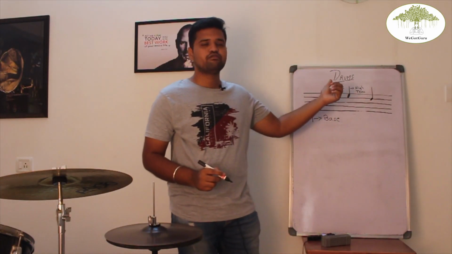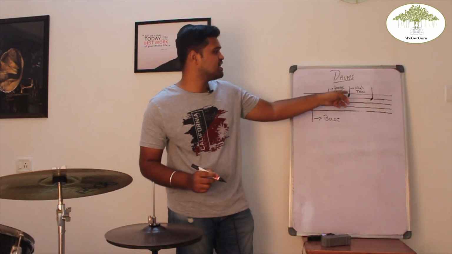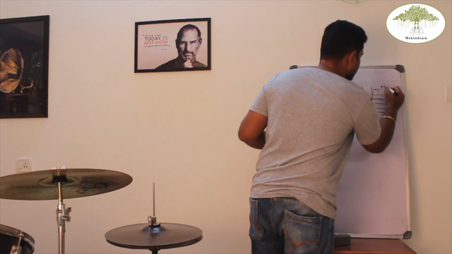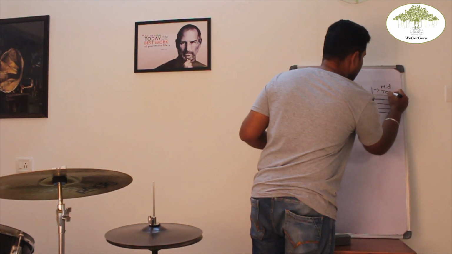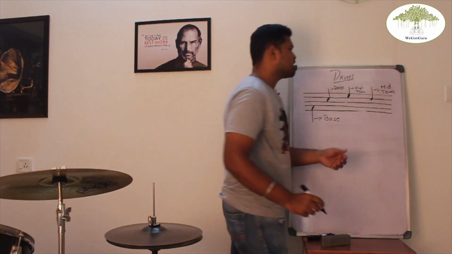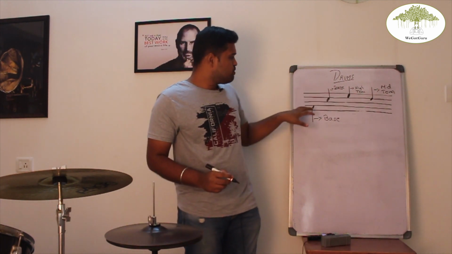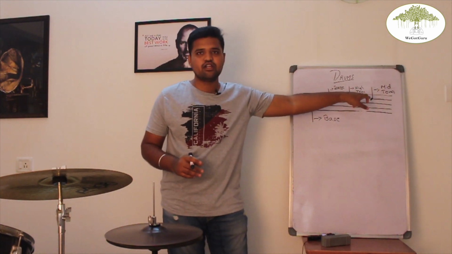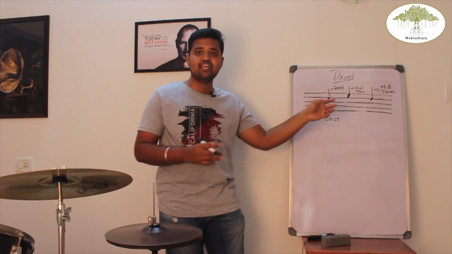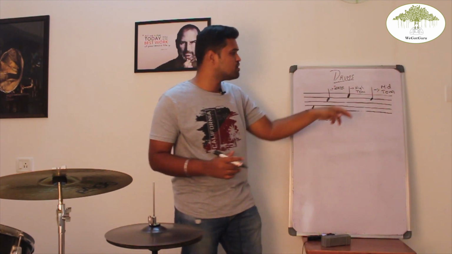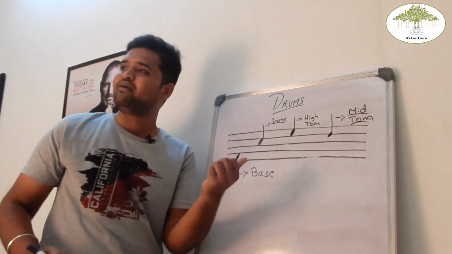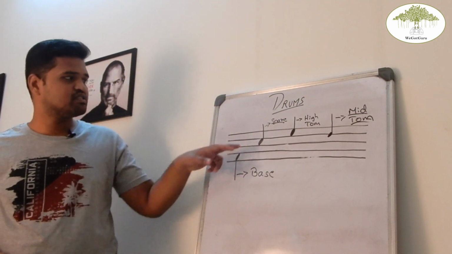It's the high tom. The first space of the notation, we consider as the high tom. Now we were dealing with the space notes, but this mid tom comes on the second line. It is a line note, not a space note. When it comes on the second line, it is a mid tom. So we have covered bass, snare, high tom and mid tom.